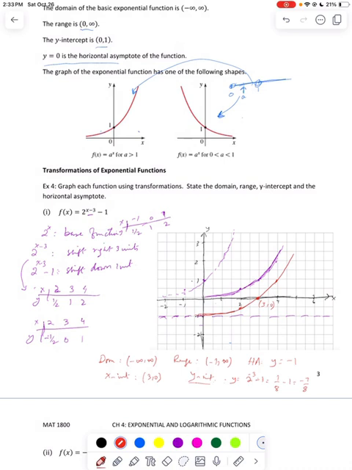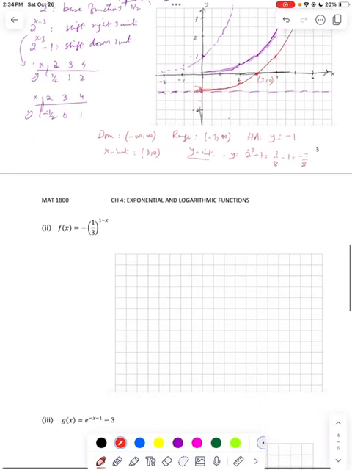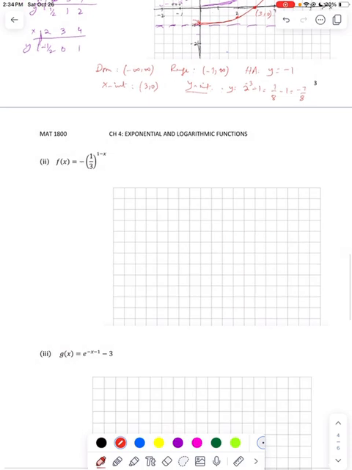So we are here. So that is how you graph these exponential functions and their transformations. Okay, we have 2 more here. So what I'm going to do is I will ask you to pause the video here and try these graphs by writing on the sides.